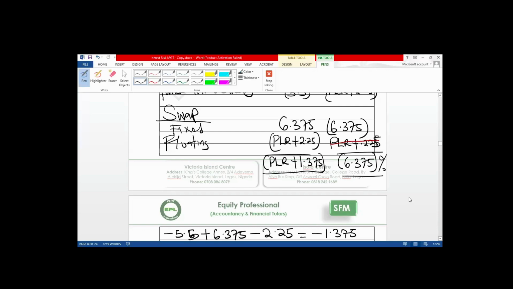Minus 1.375. That was why we placed the 2 in brackets. You are done with your 7 marks.